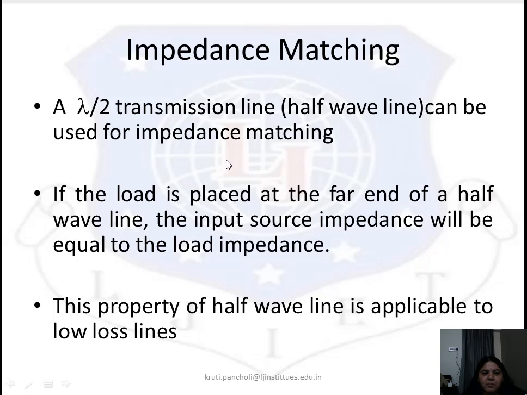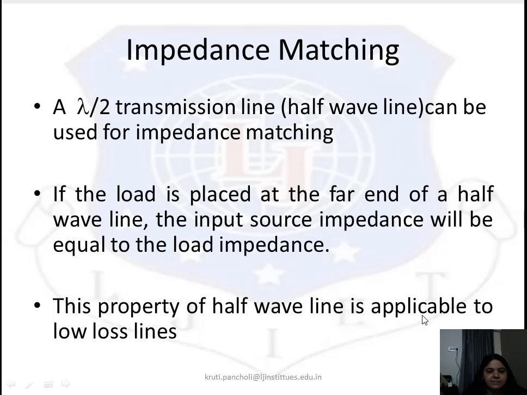If the load is placed at the far end of a half wave line, the input source impedance will be equal to the load impedance. This property of the half-wave line is applicable to low loss lines.